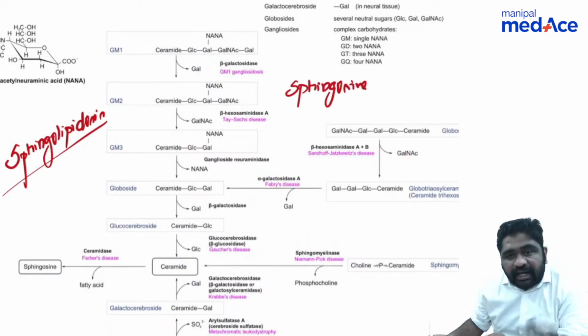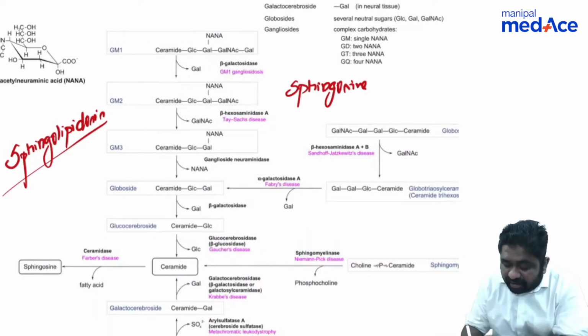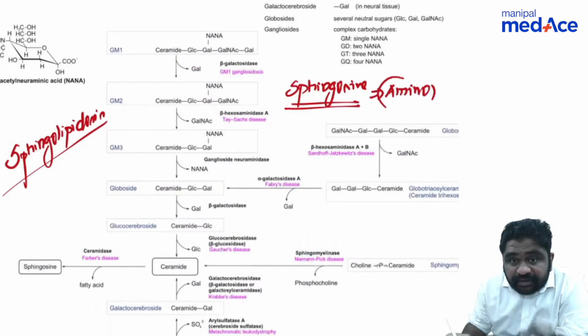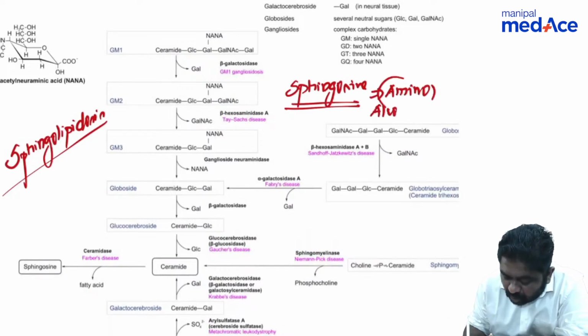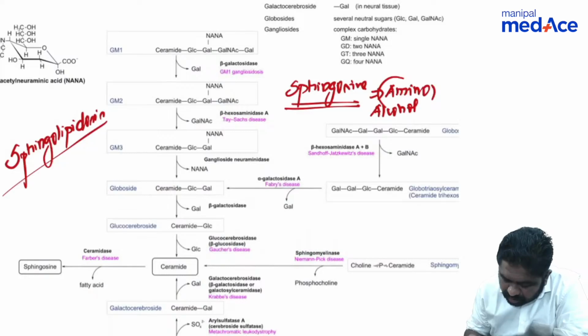Sphingosine is the alcohol. Now, what is the difference between sphingosine and glycerol? Glycerol is a simple 3-carbon trihydroxy alcohol, but sphingosine is a complex alcohol. It contains an amino group. Sphingosine is an amino alcohol. So remember that part.